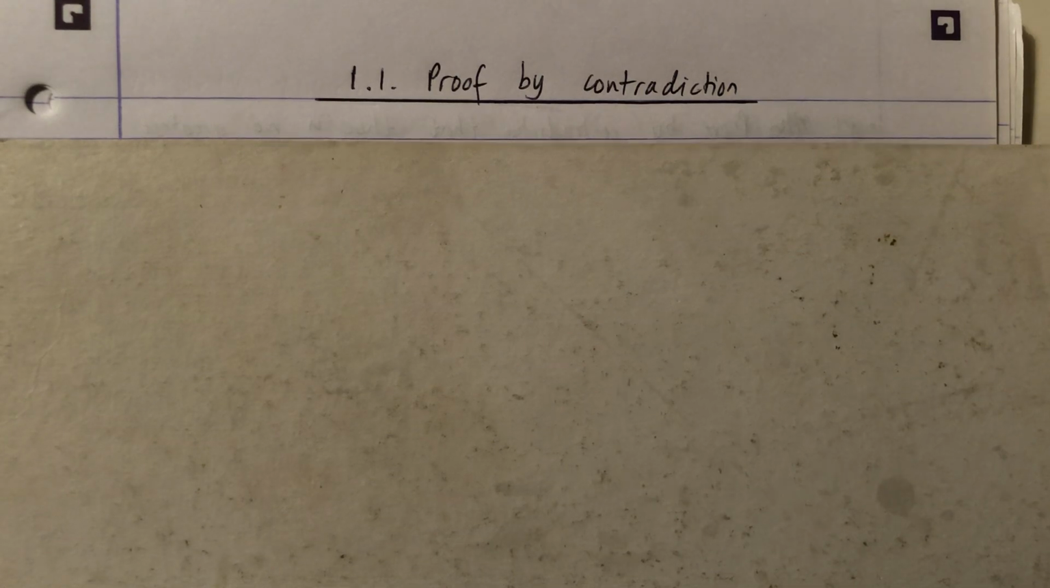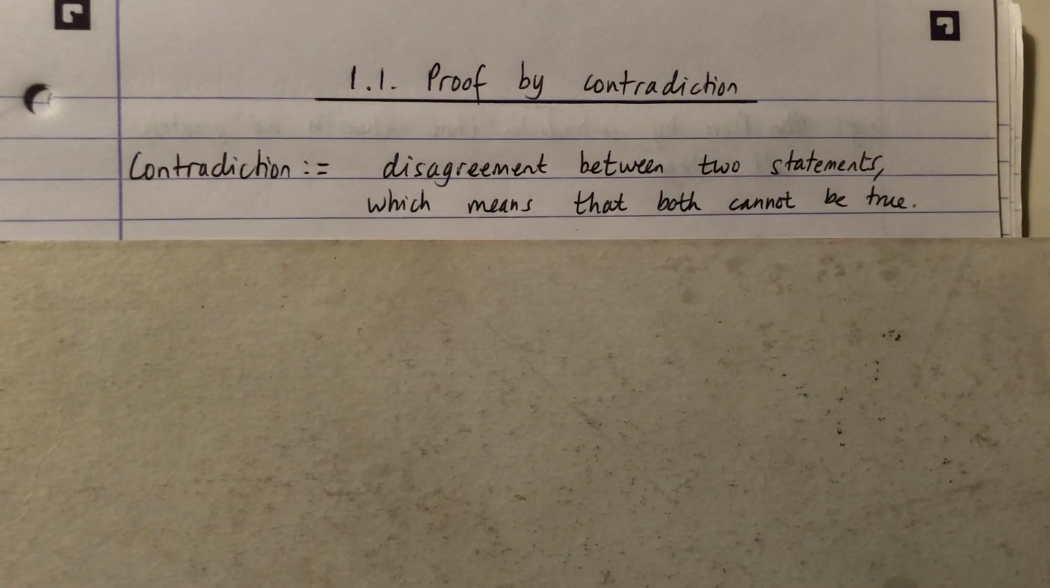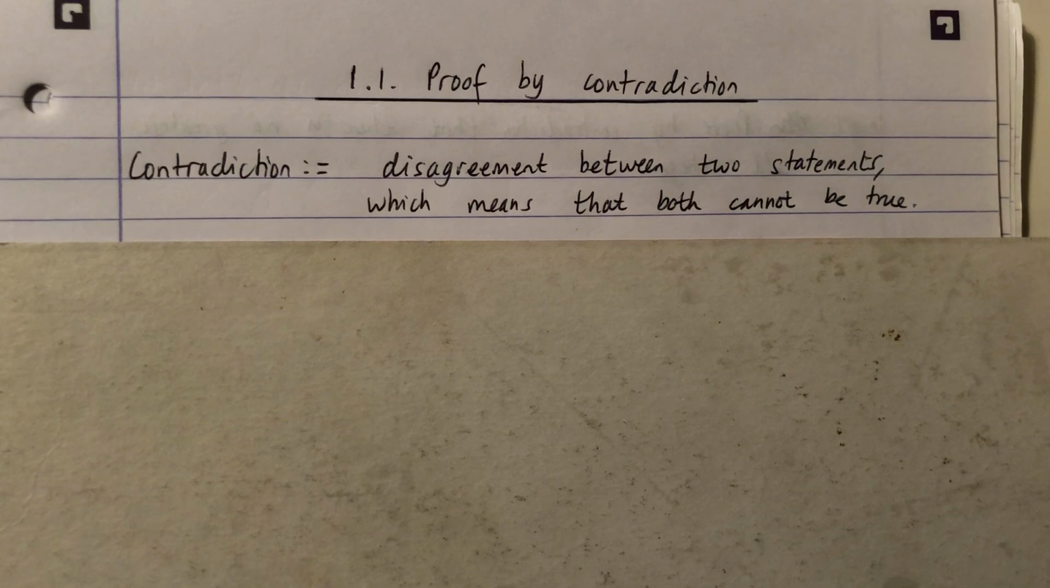So the first thing I'm going to do, which I'm going to refer to a couple of times in this video, is what the word contradiction means in the mathematical context. It's basically what it would mean anyway, and it's just a disagreement between two statements, which means that both cannot be true. So it's just working under the assumption that if you've got two statements that disagree with each other, then they can't both be true.